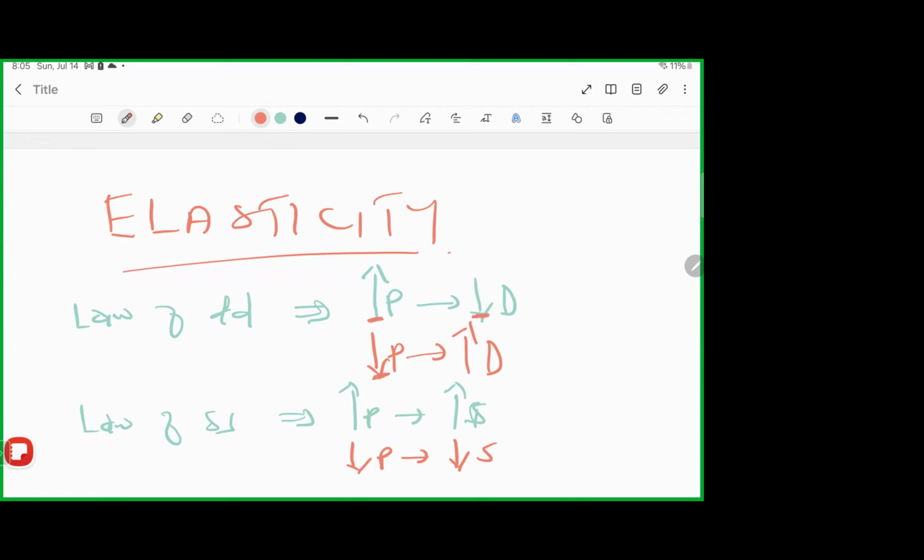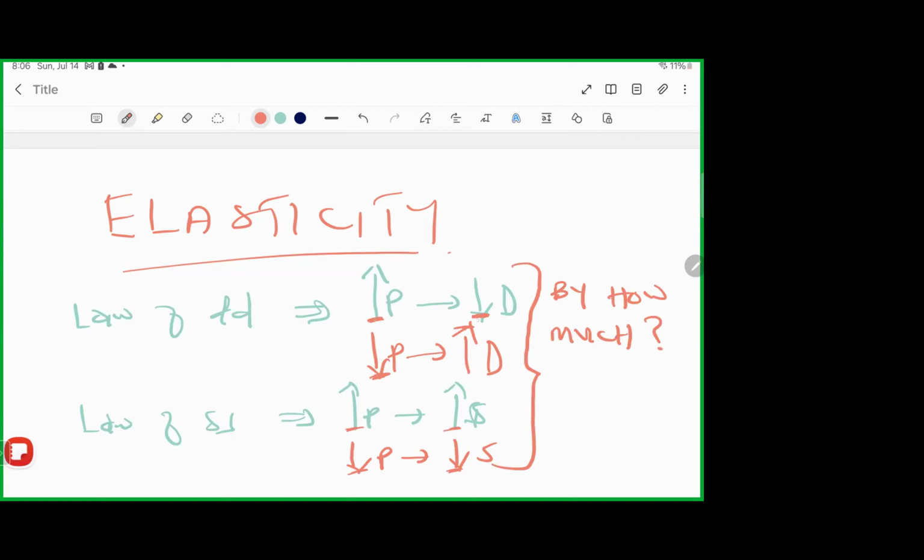And when suppliers also supply less, demand will fall. Now the big question is by how much?